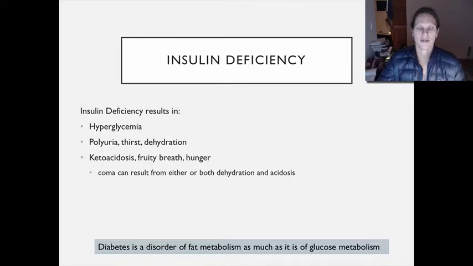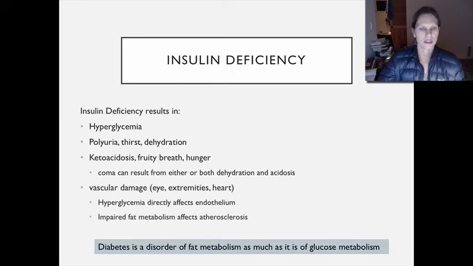They can fall into a coma as a result of either the dehydration or the acidosis or both. They get a lot of vascular damage in both cases with either type 1 and type 2 diabetes. And their eyes are damaged, their heart is damaged, and their extremities are damaged. The heart gets damaged most effectively because the actual vasculature gets damaged. We get a lot of damage to the endothelium, which makes the vessels more rigid, which makes the heart have to work harder. So the heart is more prone to heart failure secondary to the vascular damage.